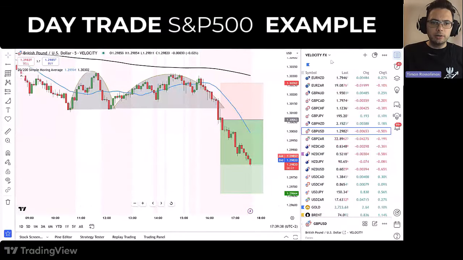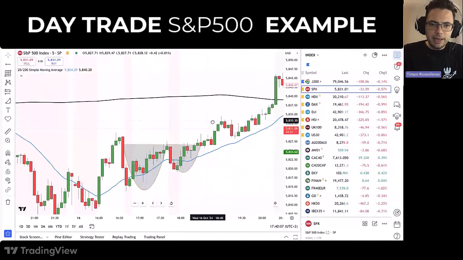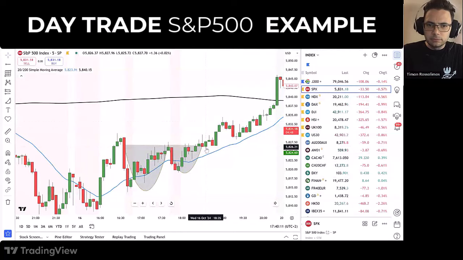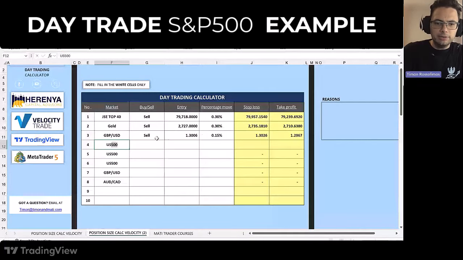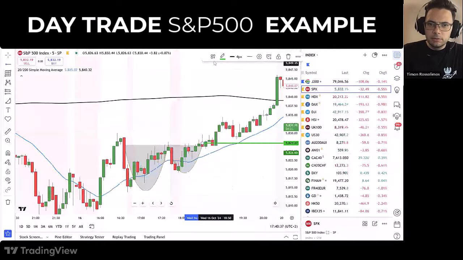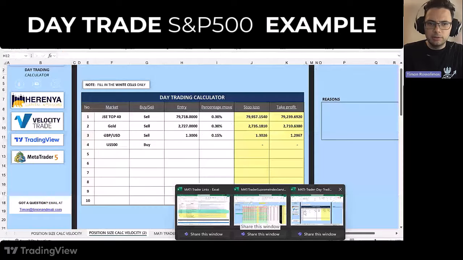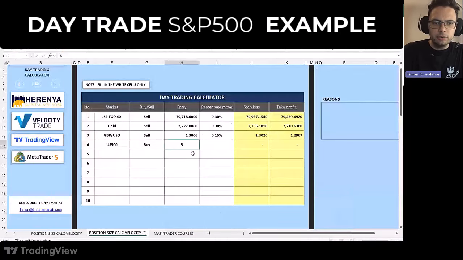All right, here's a long position that we can do that took place on Wednesday, the 16th of October. Okay, so we're going to put the entry level at about there, 5827. So we're dealing with now the US 500. 5827.